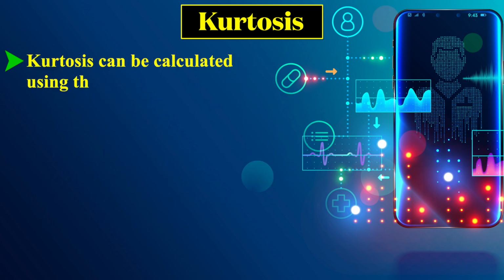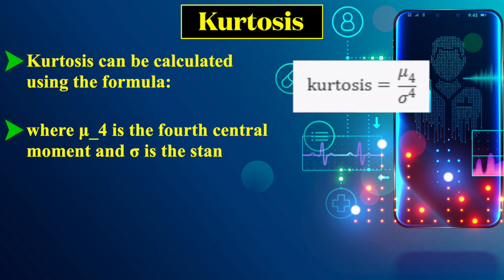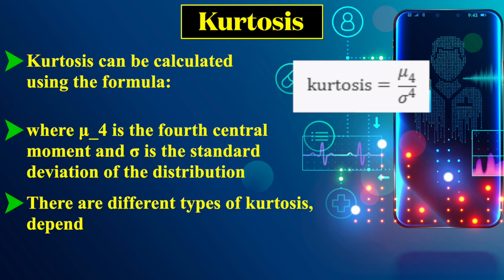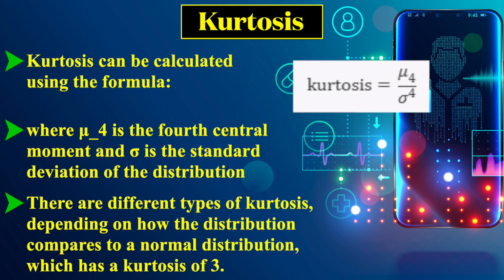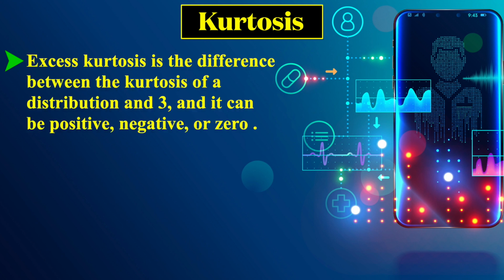This kurtosis value can be calculated using this formula. Kurtosis is equal to mu 4 upon sigma to the power 4, where mu 4 is the fourth central moment and sigma is the standard deviation of the distribution. Sigma can be calculated from the variance. There are different types of kurtosis depending on how the distribution compares to a normal distribution, which has kurtosis equal to 3. Excess kurtosis is the difference between the kurtosis of a distribution and 3, and it can be positive kurtosis, negative kurtosis or zero kurtosis.